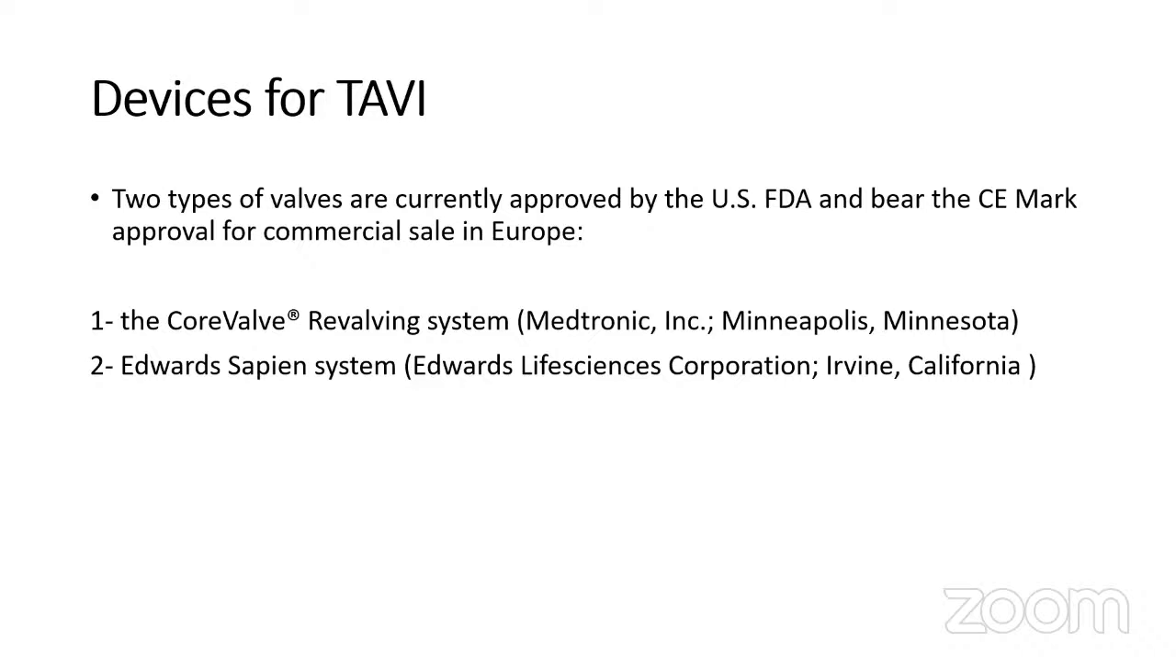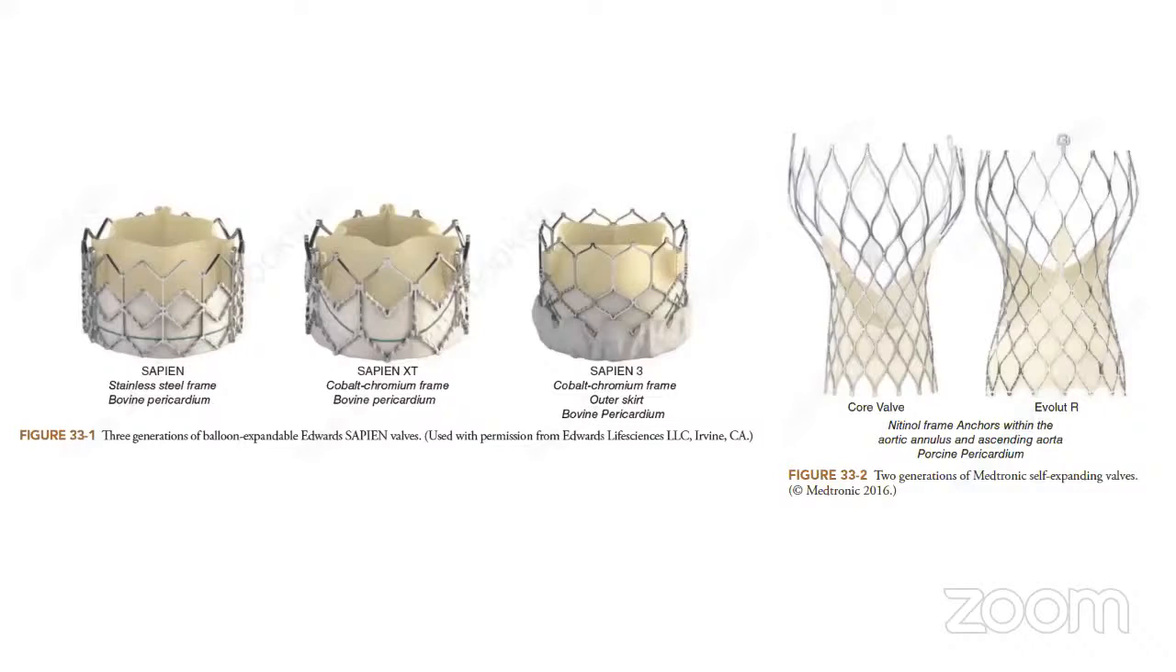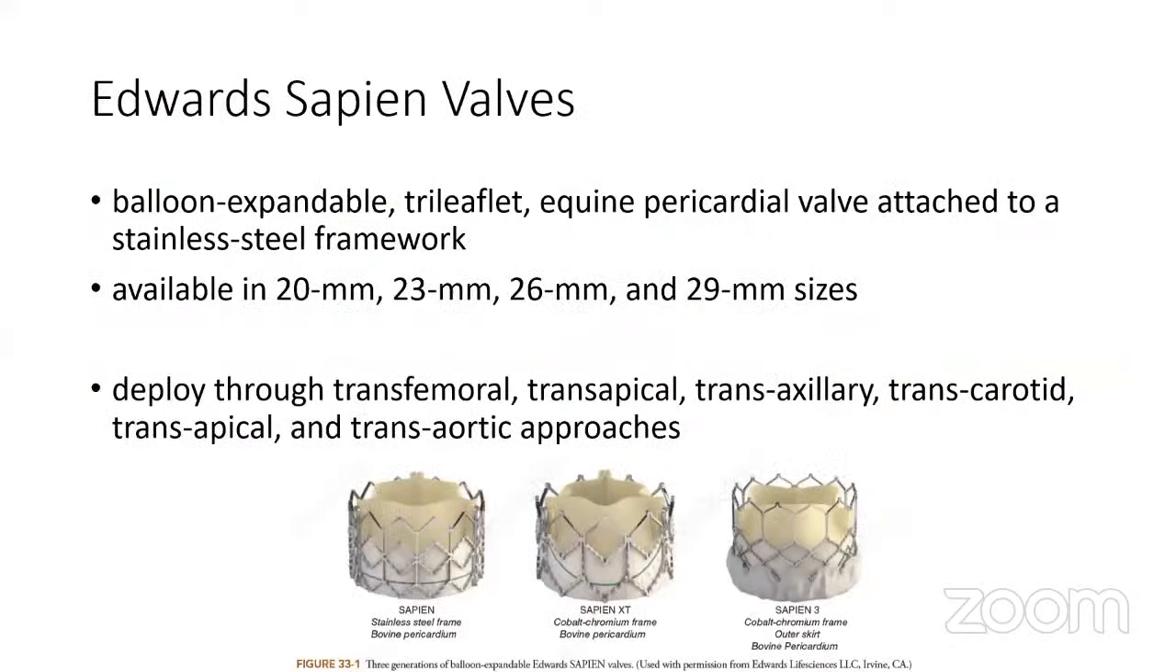For TAVI devices, there are two types of valve currently approved by the US FDA and with market approval for commercial sale in Europe. The first one is the CoreValve Evolut system, and the second one is the Edwards SAPIEN system, Edwards Lifesciences Corporation. This is the Edwards valve with different generations, SAPIEN, SAPIEN XT and SAPIEN 3. And this is the self-expanding CoreValve, and the next generation Evolut R, and the new generation is Evolut PRO Plus. We'll take them one by one separately.